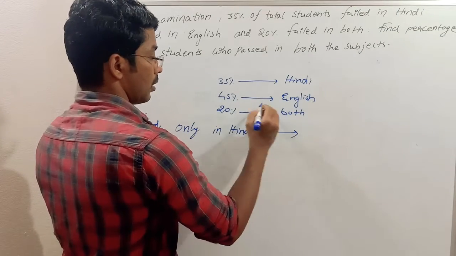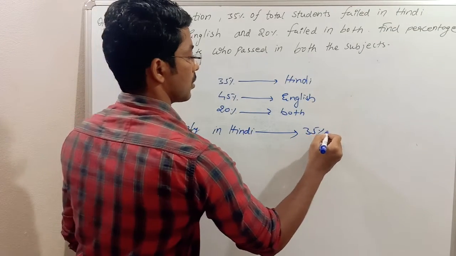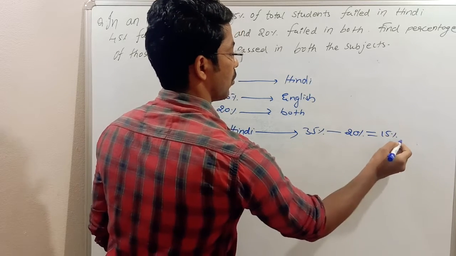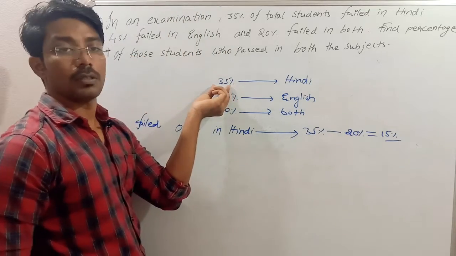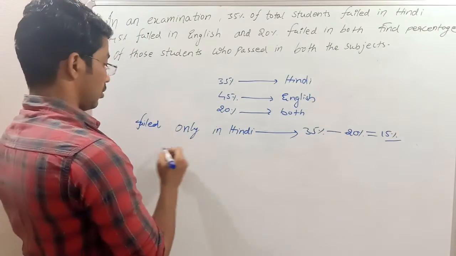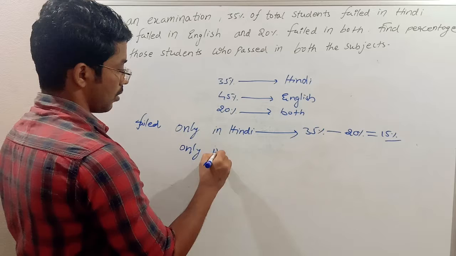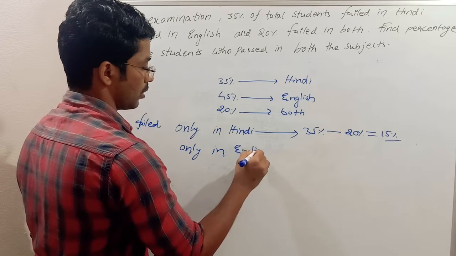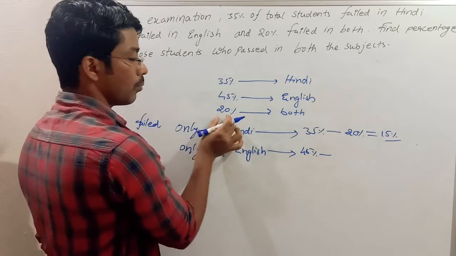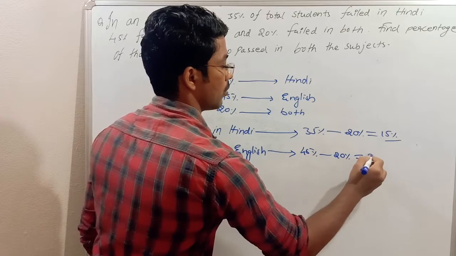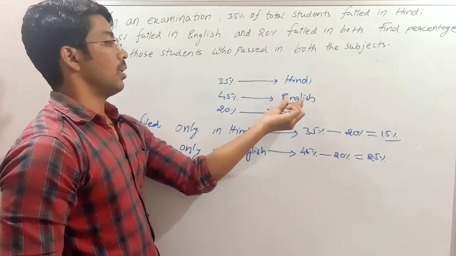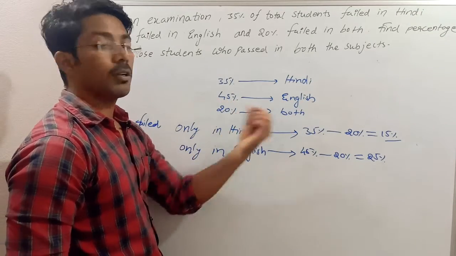So only in Hindi: 35% minus 20% is 15%. So 15% of students failed only in Hindi, and the remaining 20% failed in both. Now only in English: 45% minus those who failed in both, 20%, gives you 25%. So 25% of students failed only in English, and the remaining 20% failed in both.